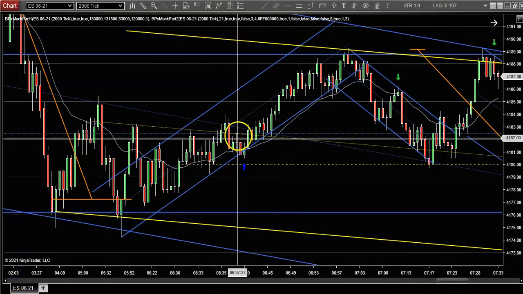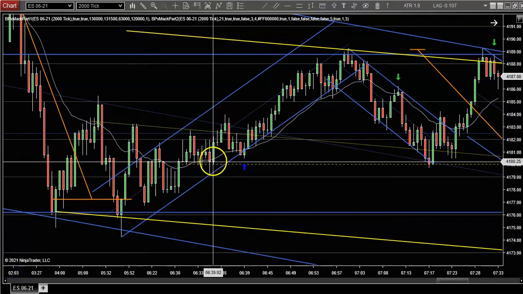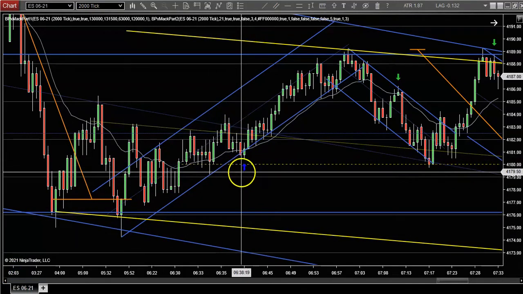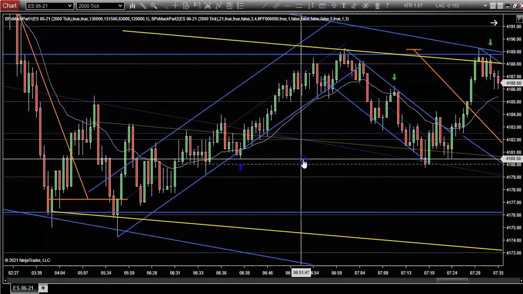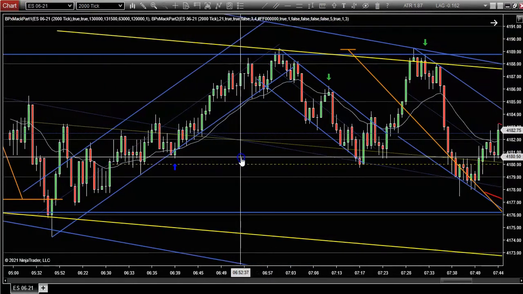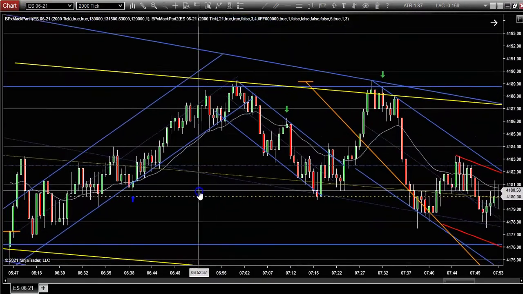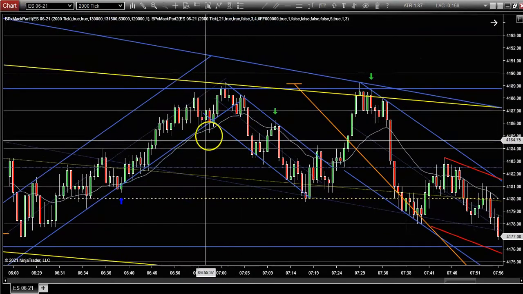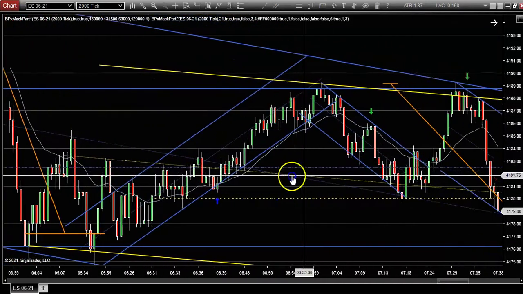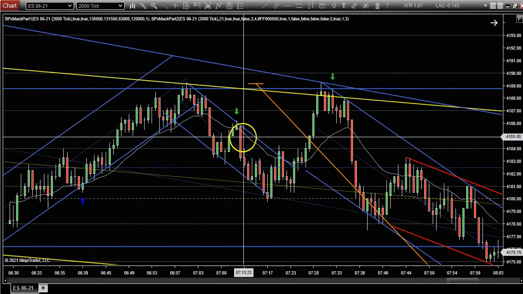So yeah, you get a first entry, second entry off this trend channel, confirming that. So I did take that. I like that. I forget if I got a runner or not. And then we get a break of that channel, and we get this downward movement.